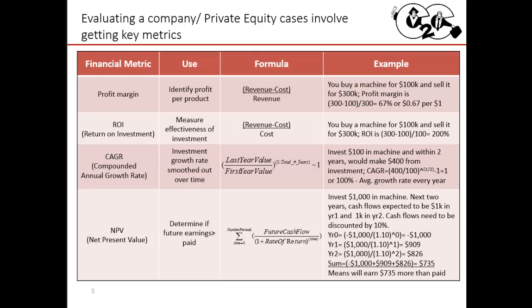I'm going to read this one nice and slow. Let's say you invest $1,000 in a machine. The next 2 years, cash flow is expected to be $1,000 in year 1 and $1,000 in year 2. So year 1, let's break this down.